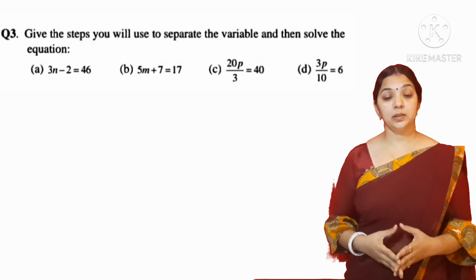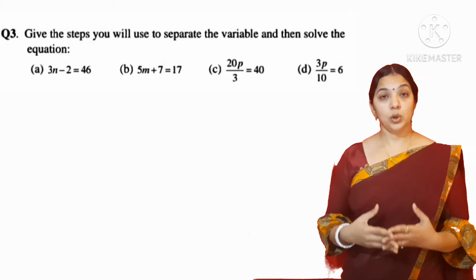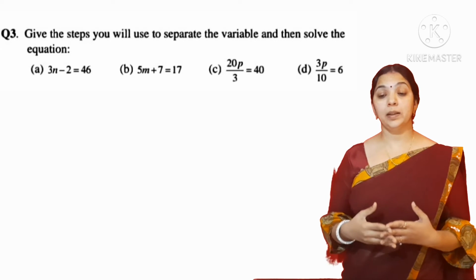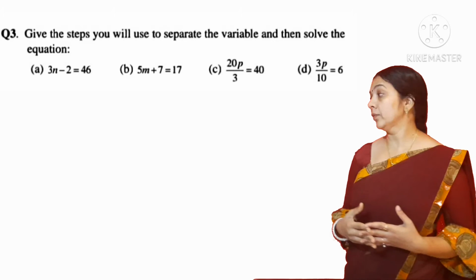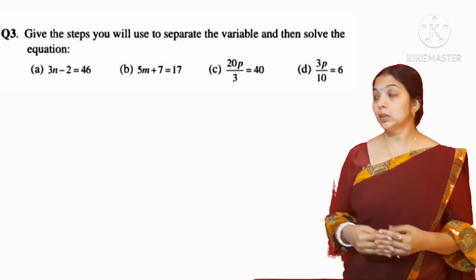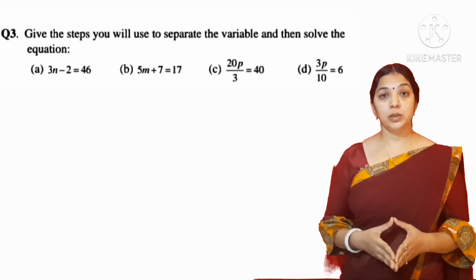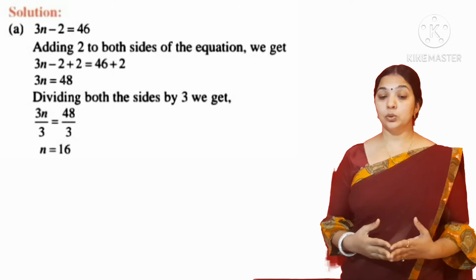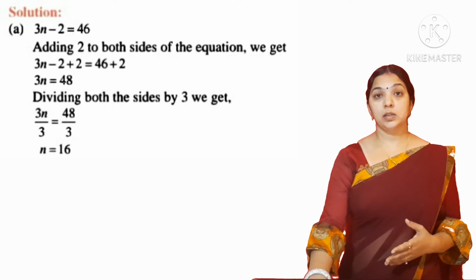Now the question number 3. Again we have to solve by separating the variable and then solve the equation. So we have to again solve these equations by using the separate method. Okay, the first is 3n minus 2 is equal to 46.